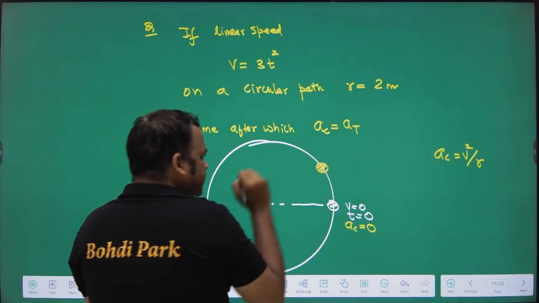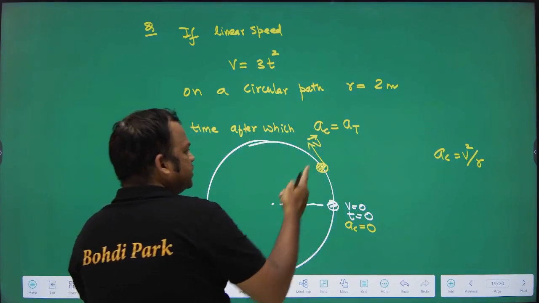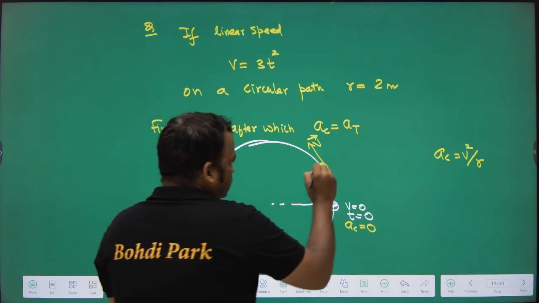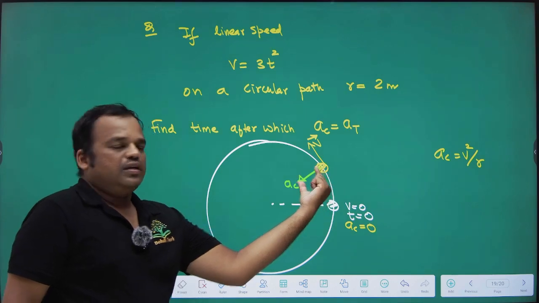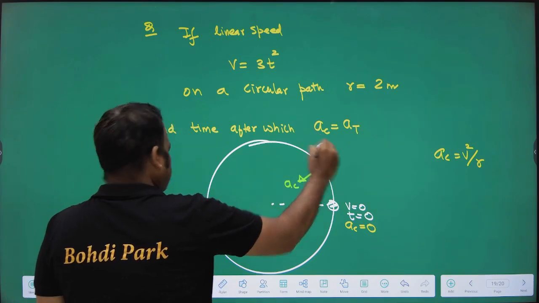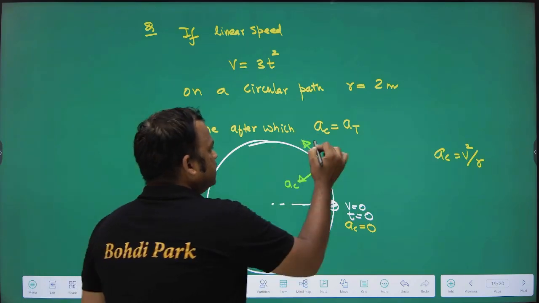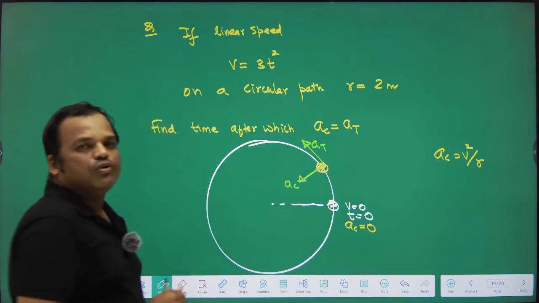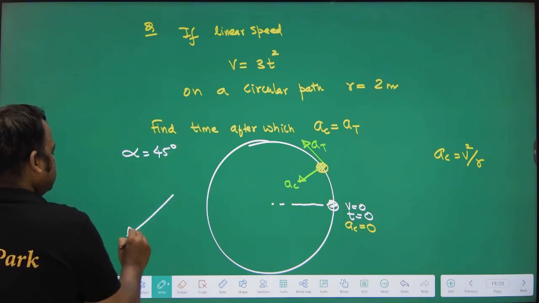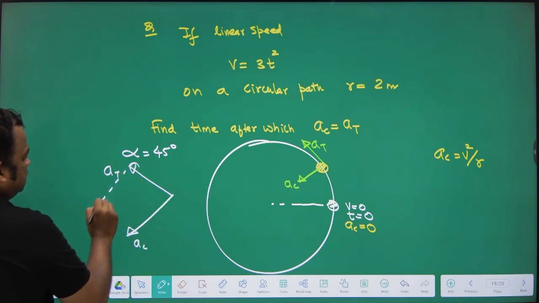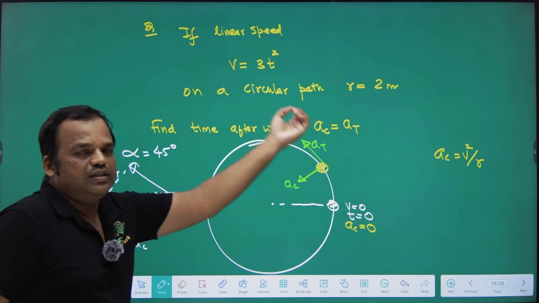After some time, suppose the particle is here. It will have some speed, so its velocity vector is there, and it will have centripetal acceleration also, which is directed towards the center. So the length of the AC vector is this, and we have tangential acceleration also. This is the tangential acceleration. The length of tangential acceleration and the length of centripetal acceleration both become equal, so we can also say that alpha becomes 45 degree. Now we have to find the time after which this situation occurs.